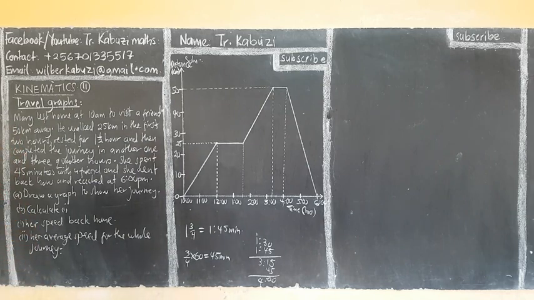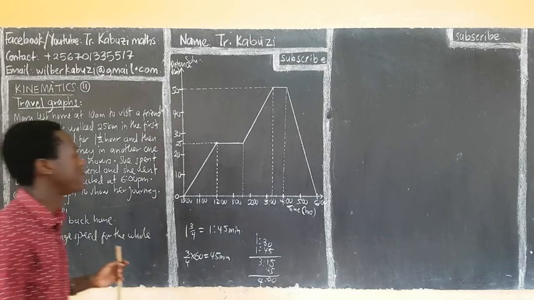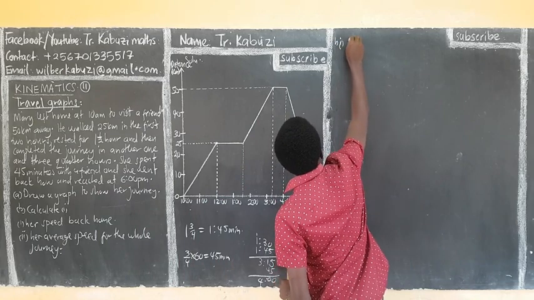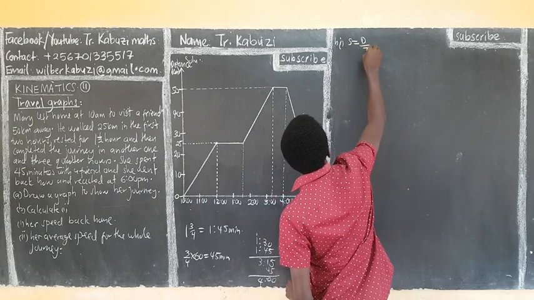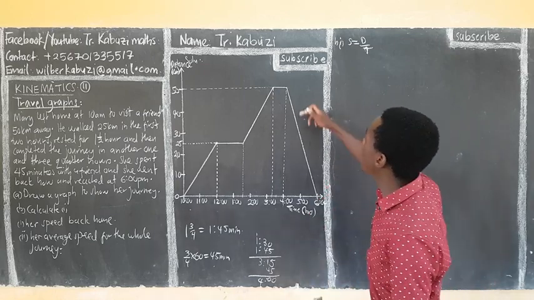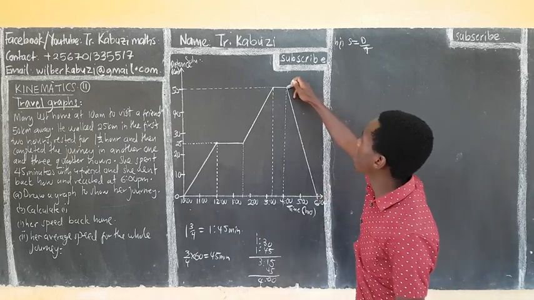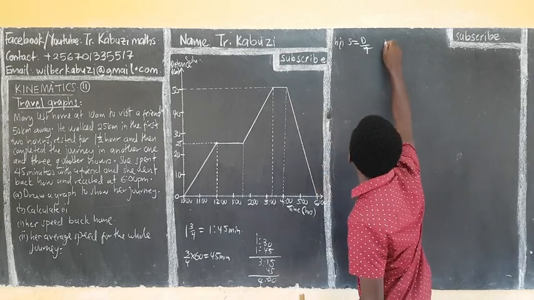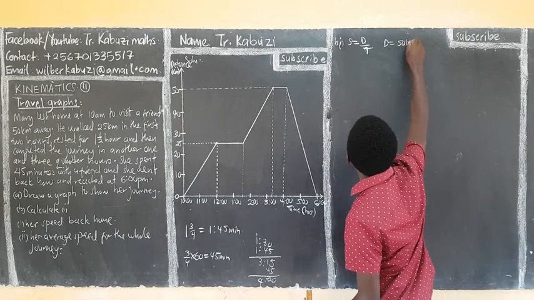To our question, they're telling us to draw a graph to show her journey, that's her journey. Then calculate her speed back home. Her speed, it means that part B, along by number 1, speed is given by distance over time. So what is the distance? From here up to here, it's going to cover 50 kilometers. From here up to here, 50 kilometers. So our distance is 50 kilometers.